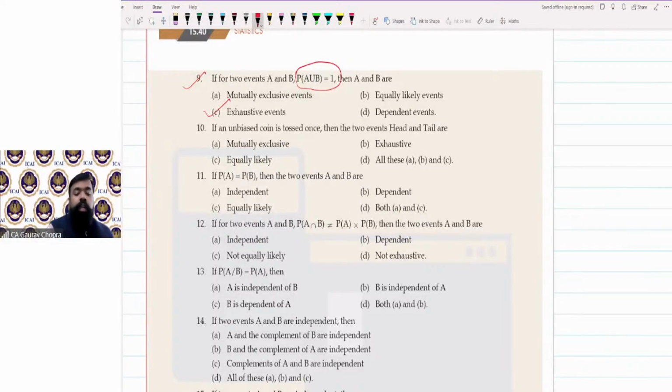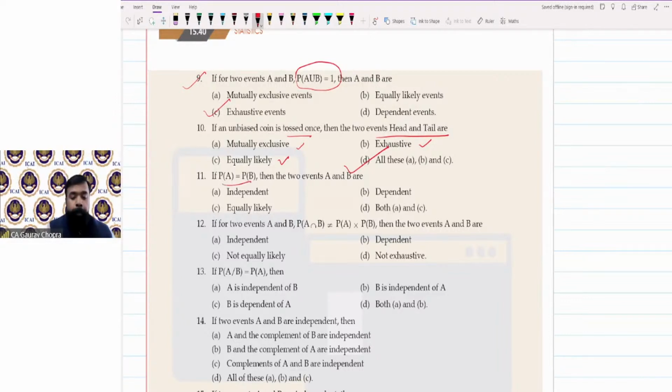Then 10, if an unbiased coin is tossed once, then the two events head and tail are... Head and tail are mutually exclusive because one will occur at a time, either head will come or tail. Also, they are exhaustive because beyond head and tail there is no third outcome, so only two outcomes are there. Their probability is the same, so they are equally likely. Therefore, the correct answer will be option D, all of these.